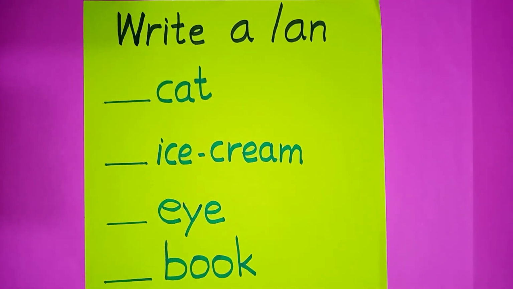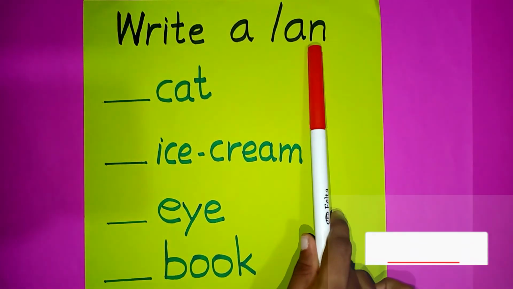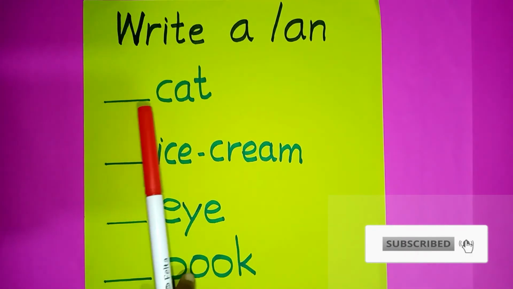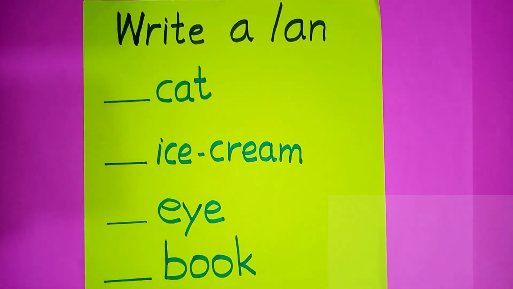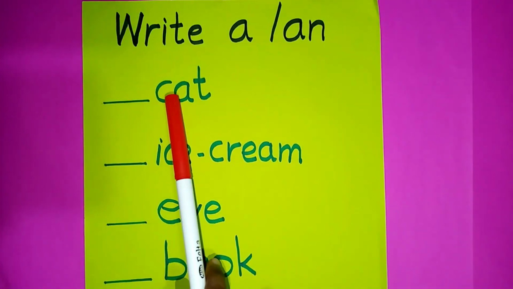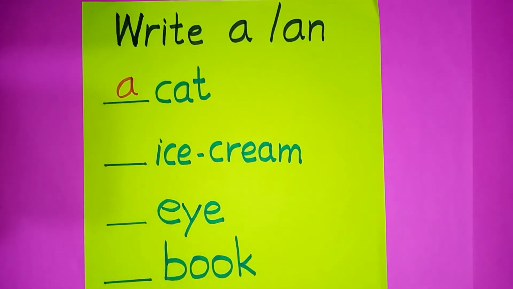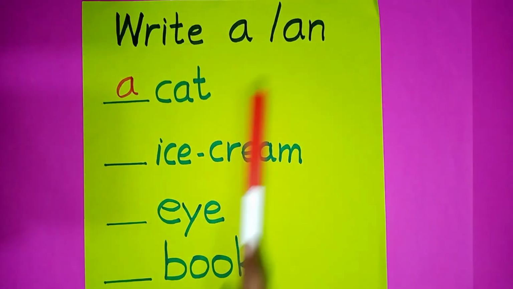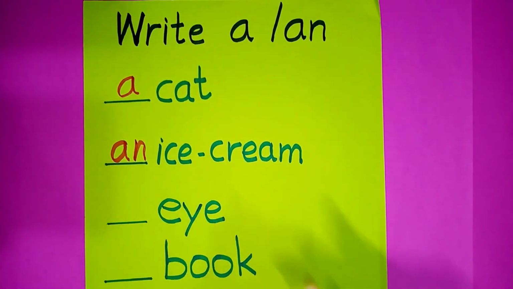Okay, children. Let's do this activity. Write a or an. First one, cat. What is the first letter of this word? C. Is it a vowel or a consonant? Yes, it's a consonant. So you have to say a cat. Ice cream. What is the first letter? I. So you have to use an. An ice cream.